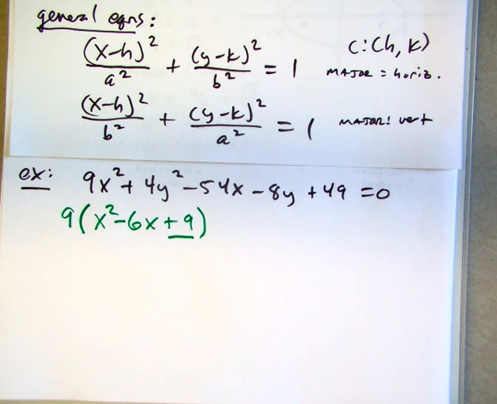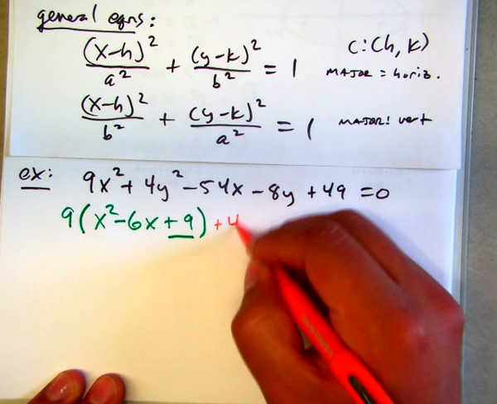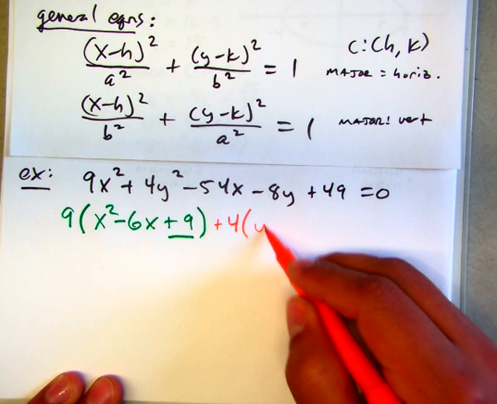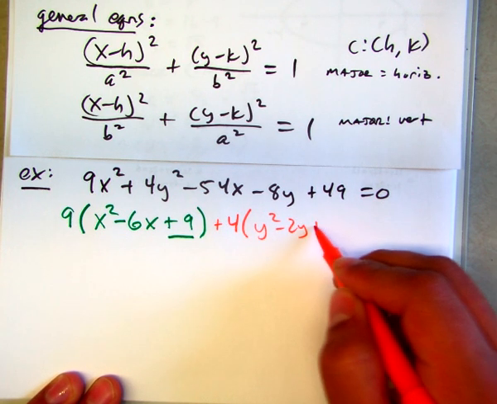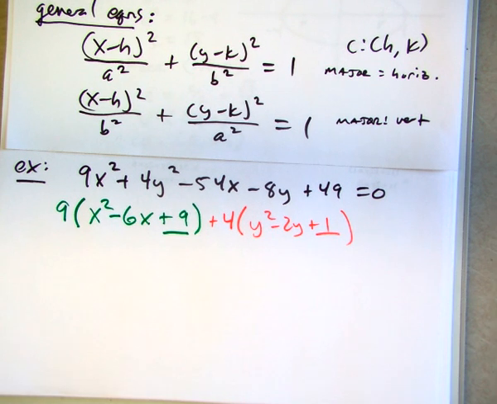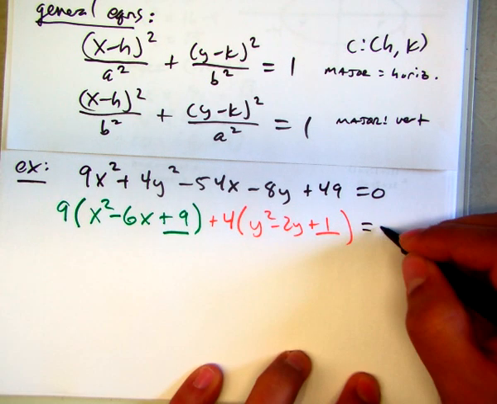And now let's take out what from the y's? 4. And what's left? Y squared minus 2y plus 1. Everybody see where the plus 1 comes in? And you subtract the 49, so you get 1 on the other side. So we're going to get a negative 49 on the right.